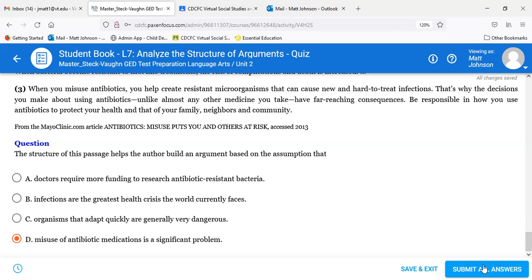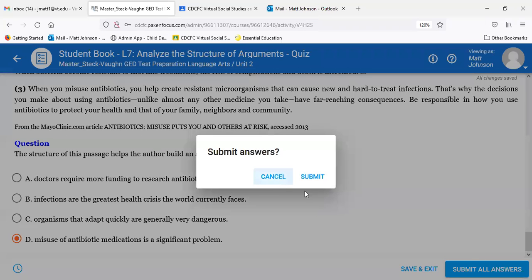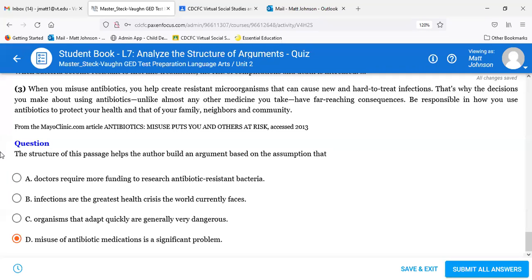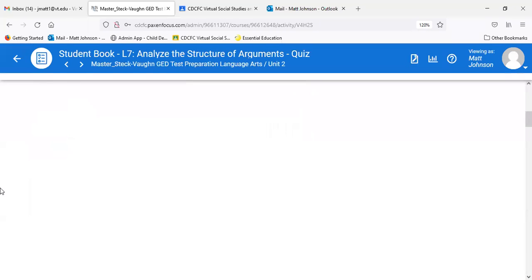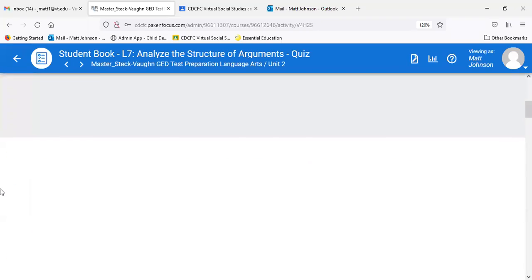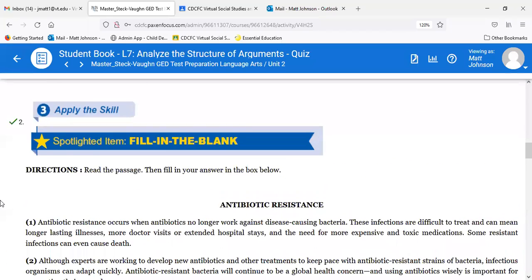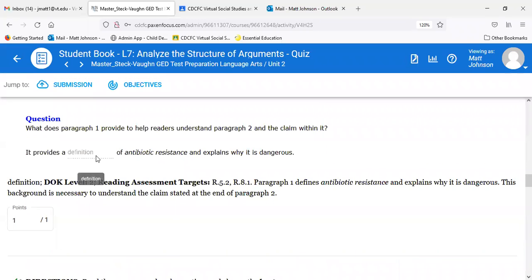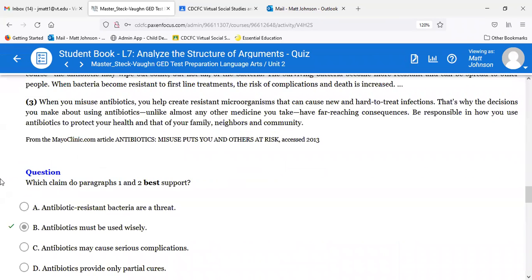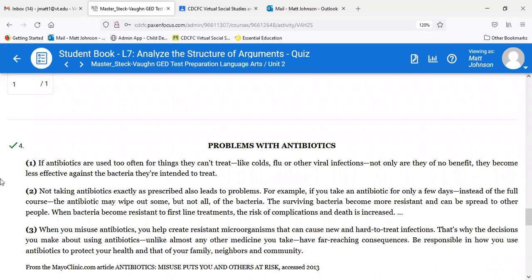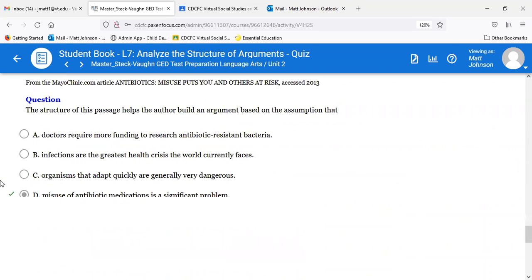All right. So that's all we have for the quiz. Flying through this one today. 1 was C as in cat. 2, we had definition in our blank. 3 was B as in boy. 4 was D as in dog.